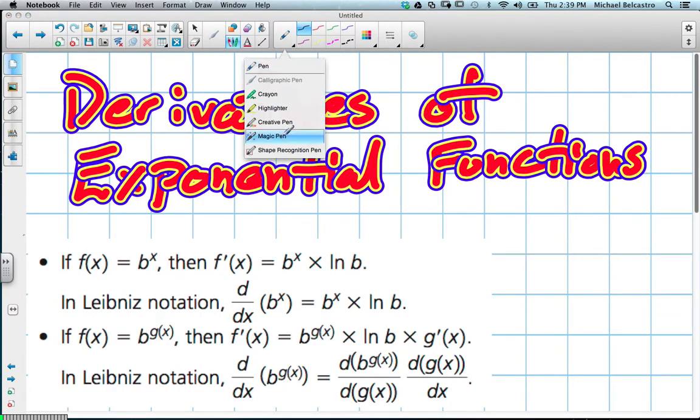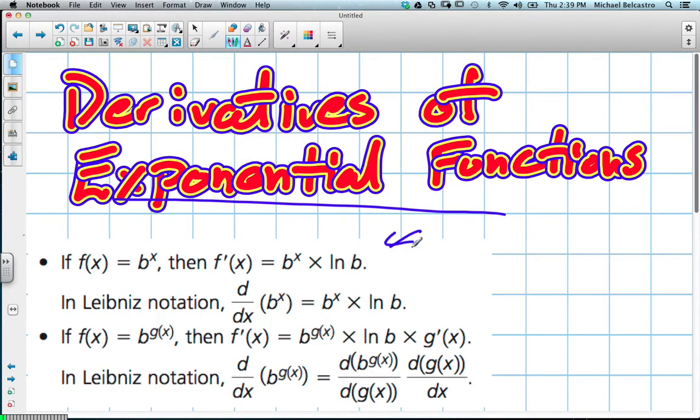Okay, so derivatives of exponential functions, and we're going to go through our rules here. So, if our function has some base to the power of an exponent that is a variable, then the derivative of this function is the derivative with the same exponent multiplied by ln of the base. And that's if our exponent is just x.